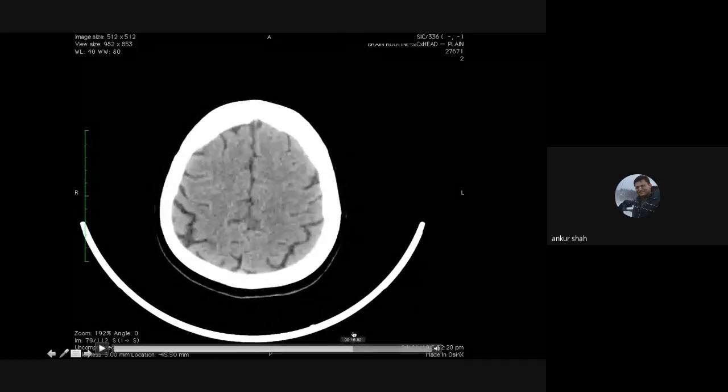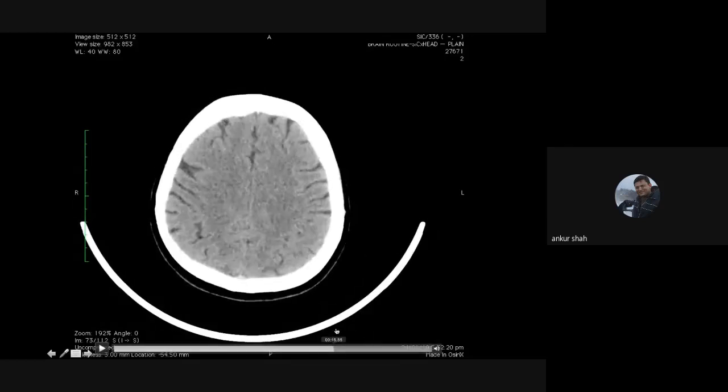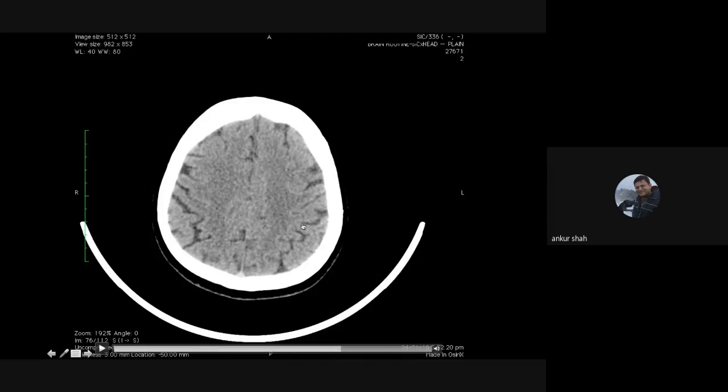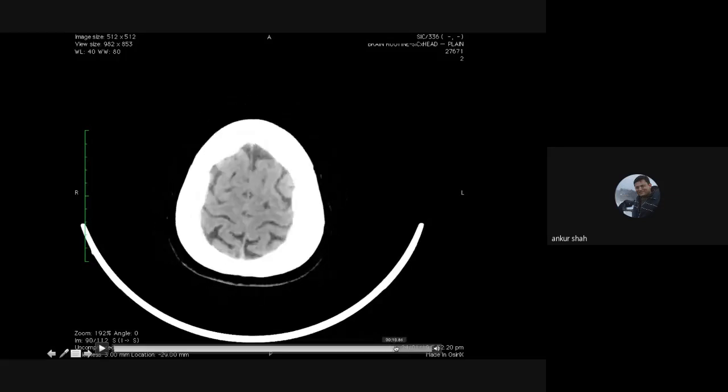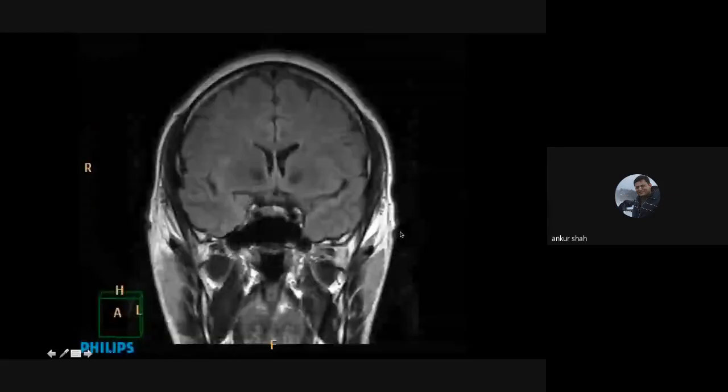You can see the central sulcus also. You can identify it clearly on CT scan. The sulcus which goes most medially, this is the central sulcus. Here is the central sulcus. So anterior to this is the frontal lobe, posterior to this is the parietal lobe. So you have to identify all structures on CT scan also.